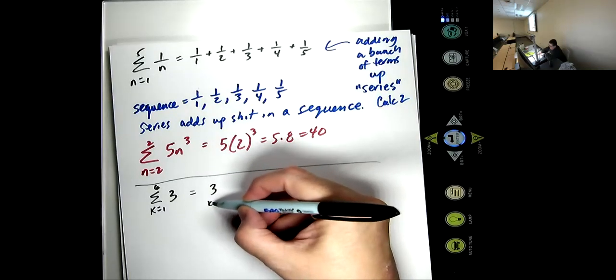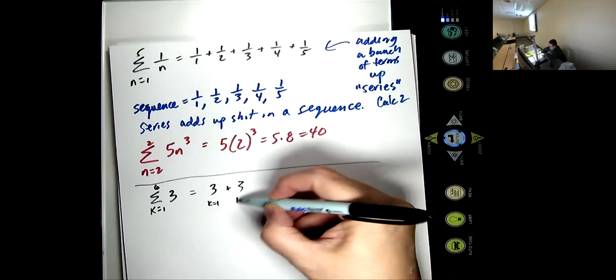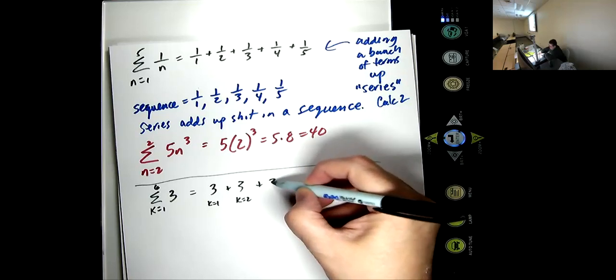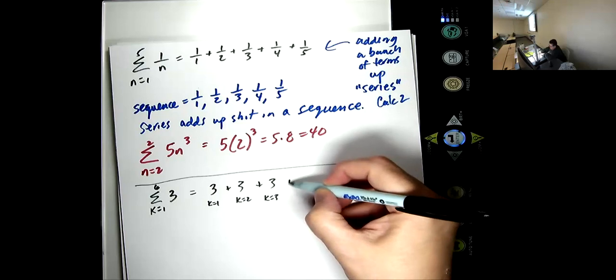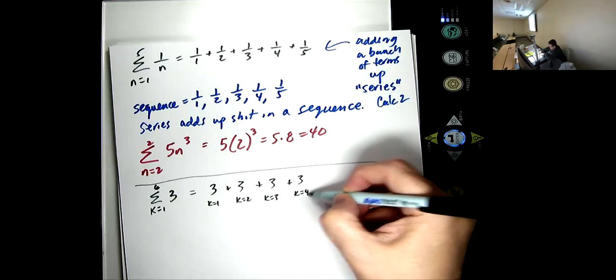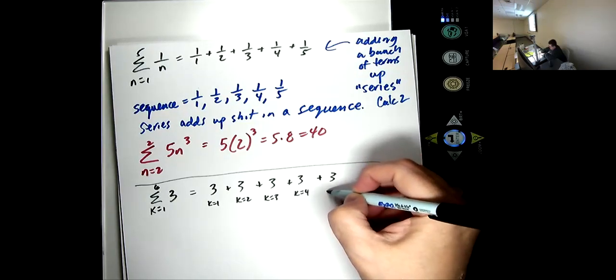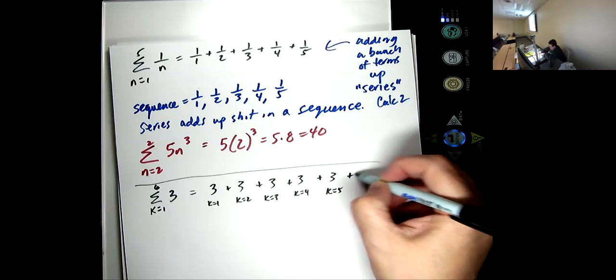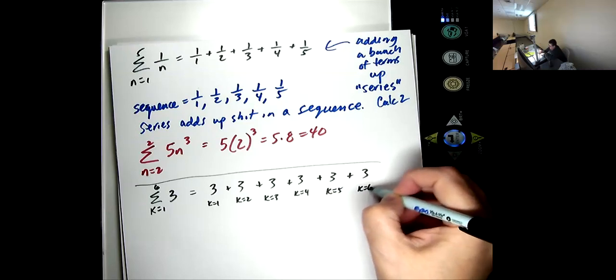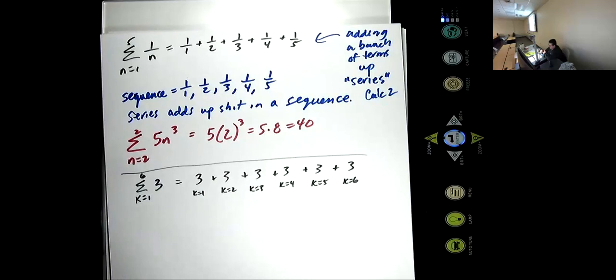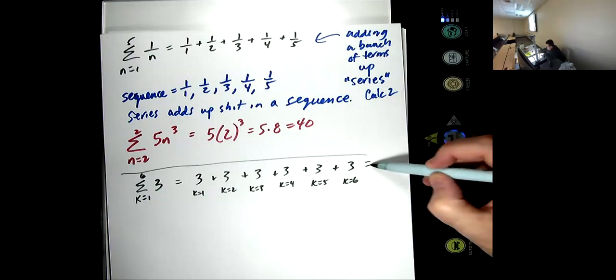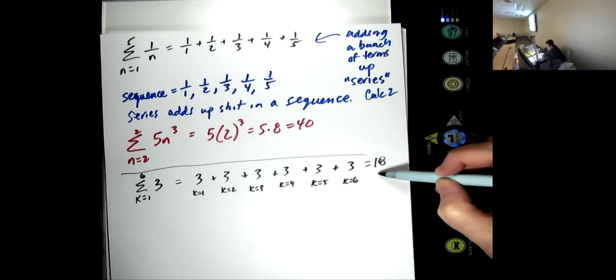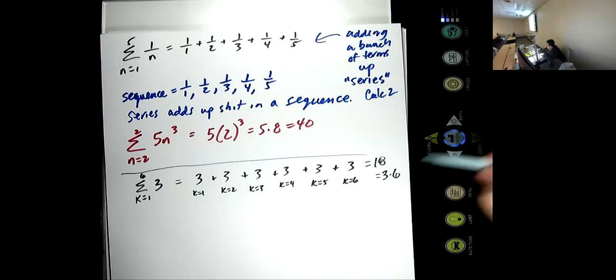Well, that's my k equals 1 term. My k equals 2 term. My k equals 3 term. K equals 4 term. K equals 5 term. K equals 6 term. And what I end up, if I add all those up, is 18, which is 3 times 6.